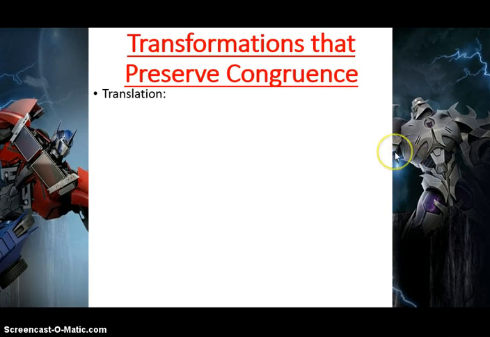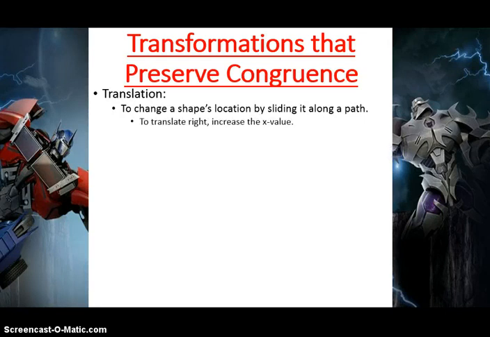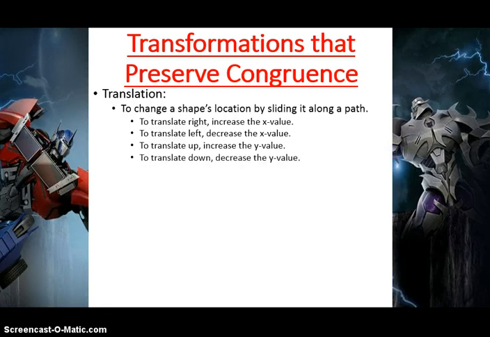So in this lesson, we've learned about 3 transformations that preserve congruence, meaning they don't change the shape or size. They keep the same shape, same size. We learned about a translation, which means to change a shape's location by sliding it along a path. When we move to the right, it increases the x value, and when we move it to the left, it decreases the x value. When we move it up, it increases the y value, and when we move it down, it decreases the y value. Again, you do not have to memorize these. If you can visualize it, it's a lot easier.